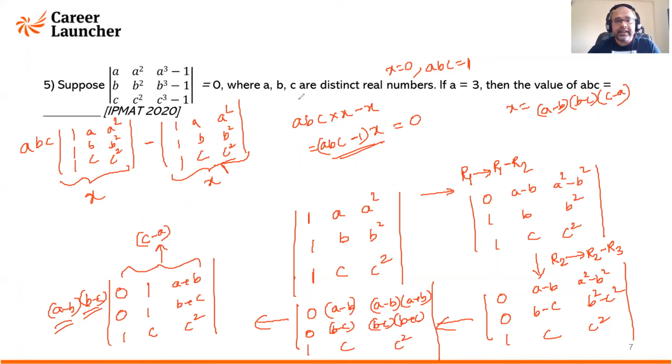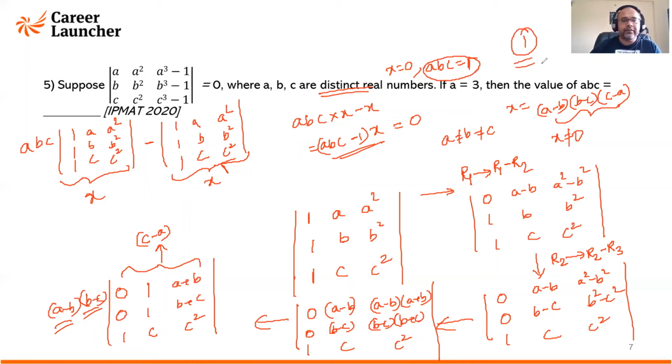Now clearly they are saying that A, B, C are distinct real numbers, which means A is not equal to B and B is not equal to C. So the product of A minus B, B minus C, C minus A cannot be 0 because none of them are equal. Hence you are proving that x is not equal to 0. If x is not equal to 0, then guaranteed the product ABC should be equal to 1. So the answer here is 1.